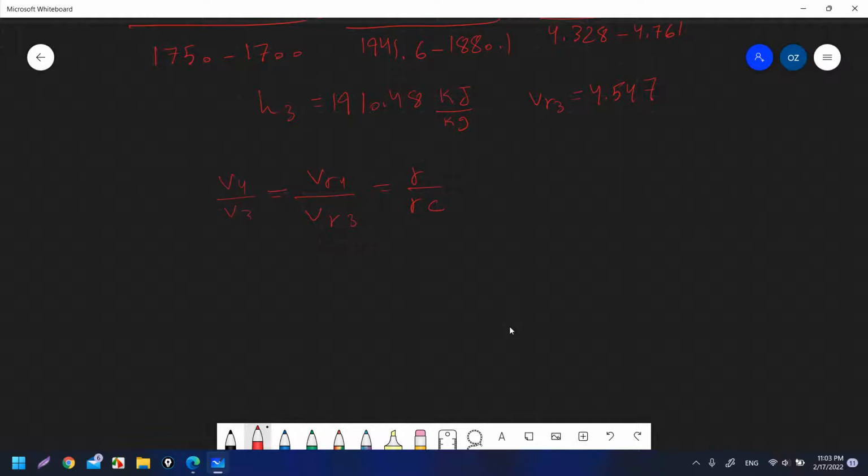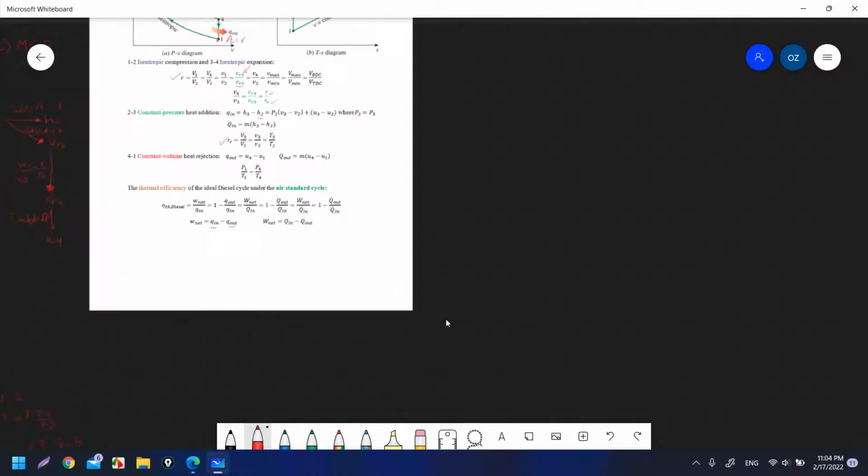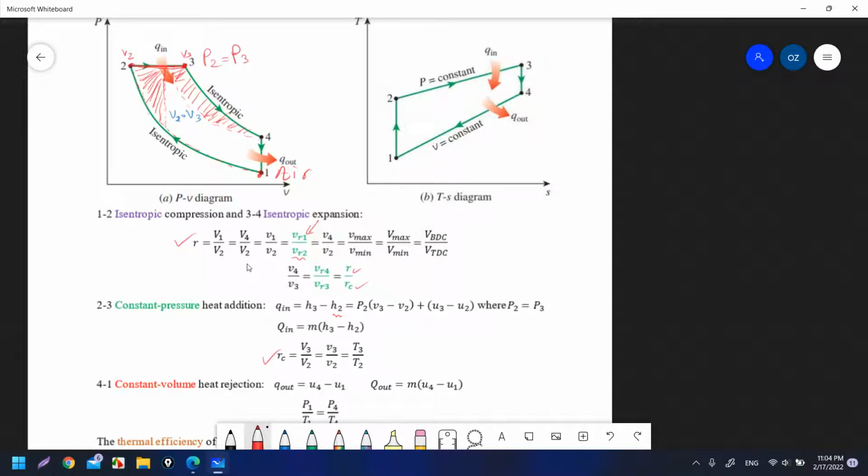v4 over v3. Meaning the ratio between the specific volumes is equal to the ratio between the relative volumes. Okay, v4 and v3, we can divide both of them by v2. If we divide v4 over v2 and then divide v3 over v2 also, we will get r over rc, because r is equal to v4 over v2. And because v4 equals v1, that is why I can replace v1 with v4.